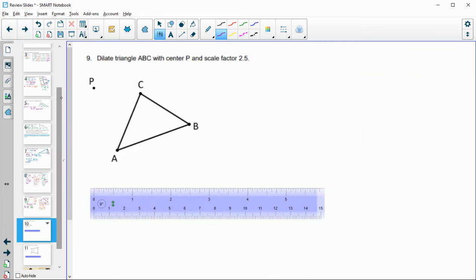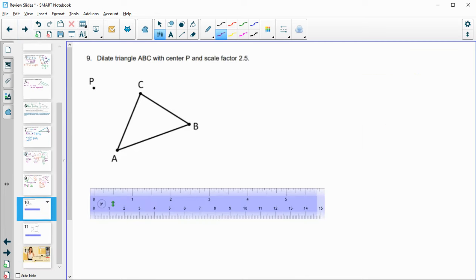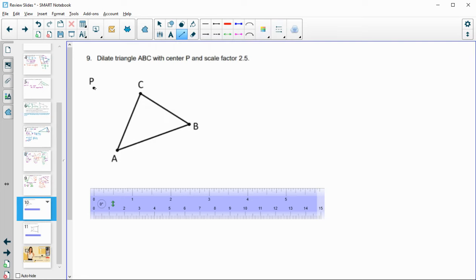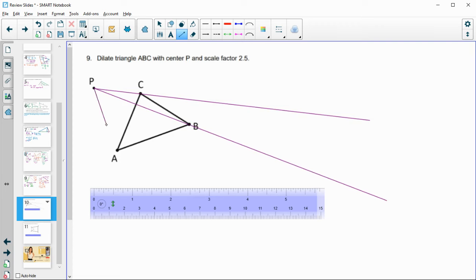All right, last two problems have us dilating shapes by a scale factor. So this one's going to have us dilate by a scale factor of 2.5. First thing I'm going to do is draw in my dilation lines. That is just a straight line that goes from the center of dilation through the points, because this is where you're going to measure along to figure out your dilation.